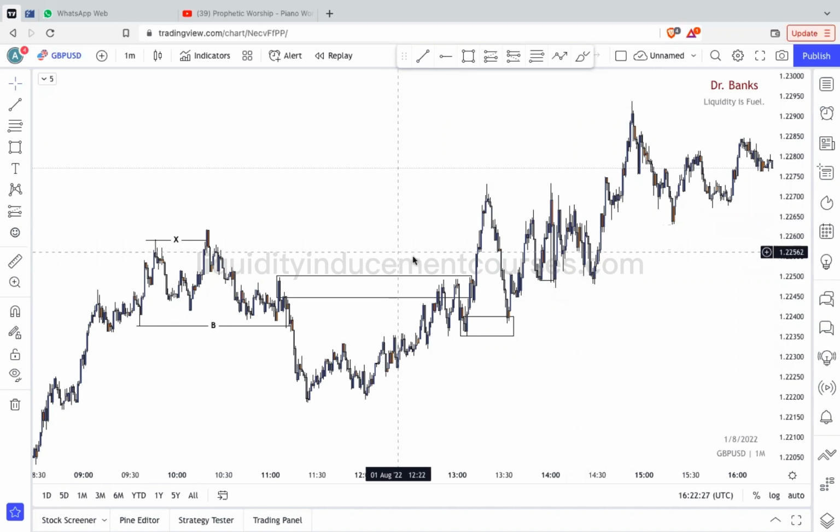Very quickly, I'll be talking about the concept of flip zones and how we can apply the concept of flip zones to our trading. Firstly, we must understand that trading is an art, and most times we get carried away and we forget to fully express the details of the art.